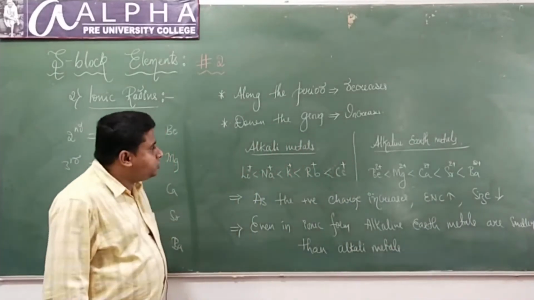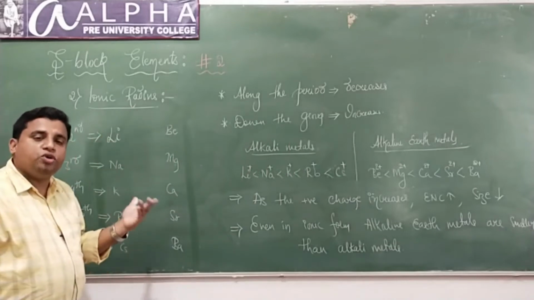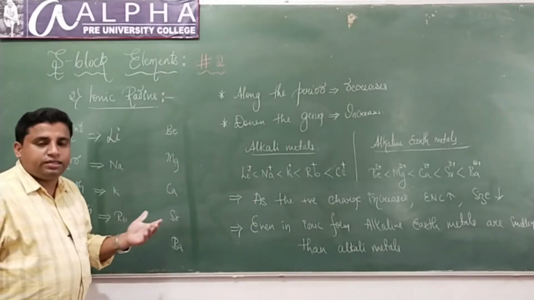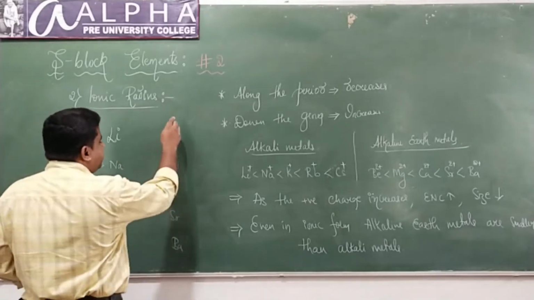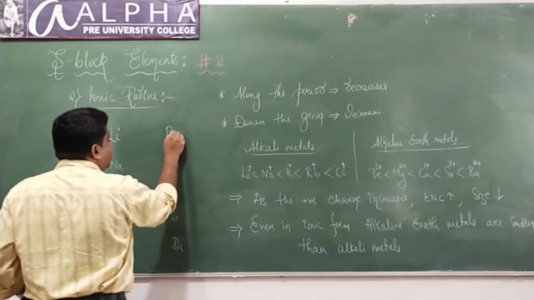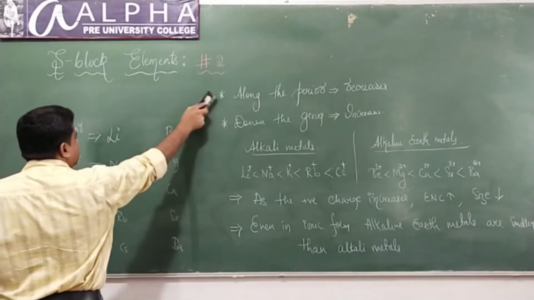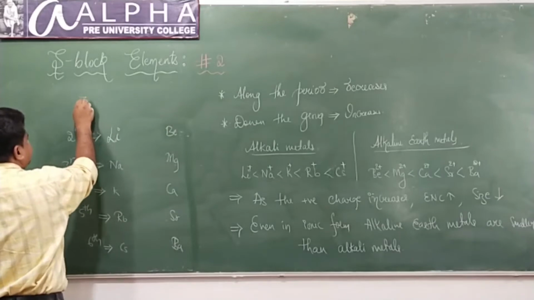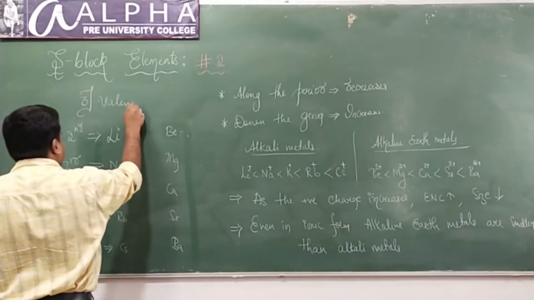Clear? So this is all about ionic radius. Hope you have learnt it. So can I go with the next physical property? What is the next physical property? Yes, the next physical property is valency. Let me talk about valency now.